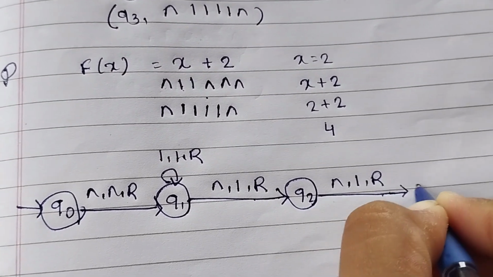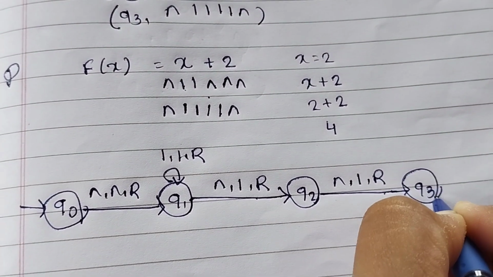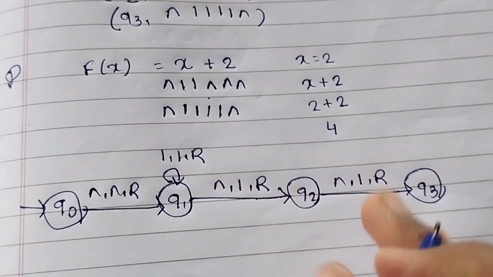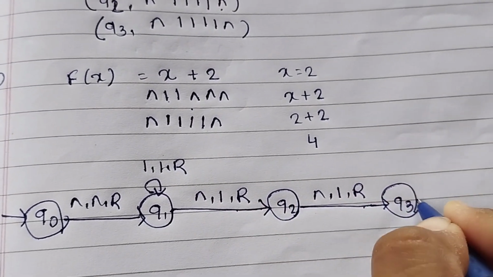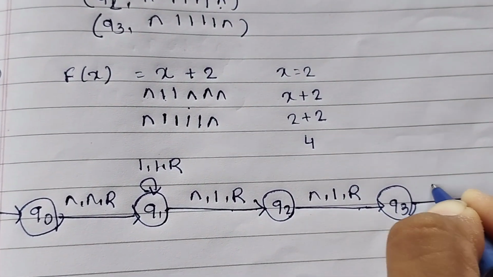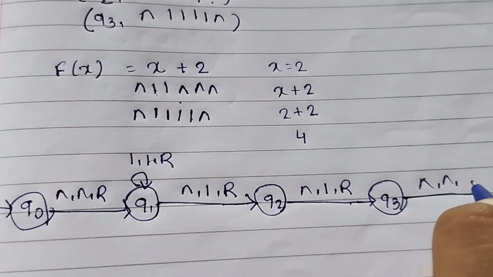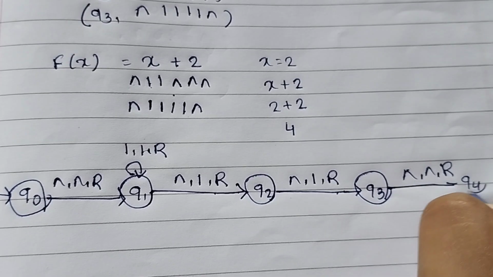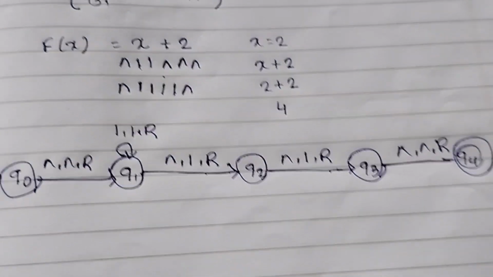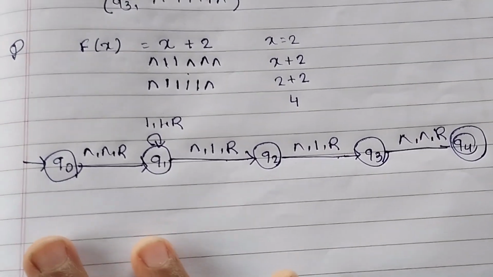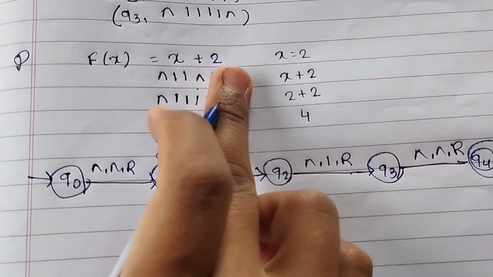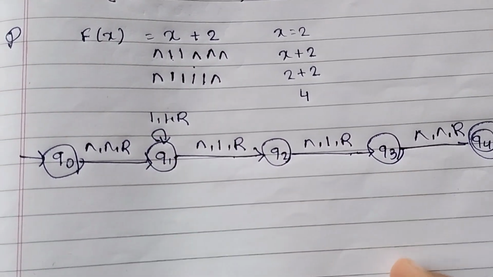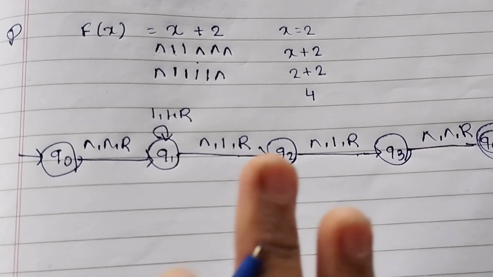Now the Q3 state. After these two nulls, if you read the third null value, then you are in the final state: null, null, and move to the right. And Q4 is the final state. So in this way we draw the Turing machine for x+2. And if you now take any example to test this, you also get the same result.